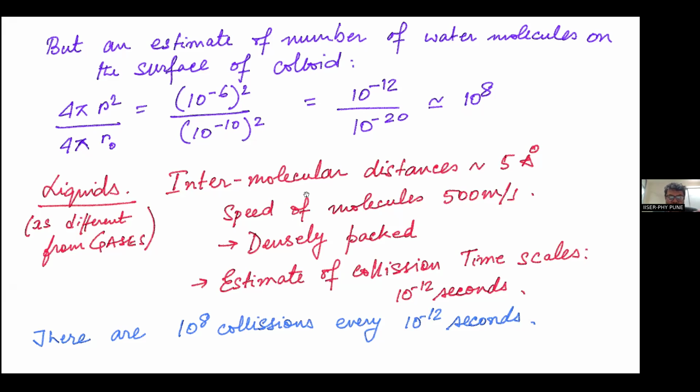Now, these are liquids, and as I said, they are space filling. So intermolecular distances are of the order of 5 angstrom, just for ease of calculation. It doesn't matter if it's 4 or 3 or 6. And the speed of water molecules is 500 meters per second. These are densely packed. Densely packed is important because every time a molecule moves, it's going to hit another water molecule. So if you just divide, you get an estimate of the collision time scales.